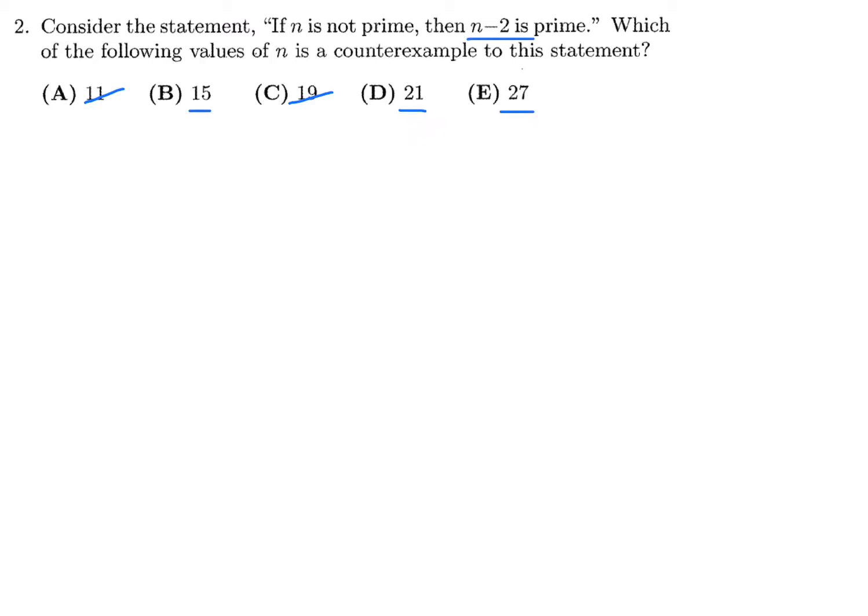Now let's look at the n minus 2 part. N minus 2 here is 13. Here's 19. Here's 25. Is n minus 2 prime? Yes, yes, and no. So this is the counterexample. Number 2, the answer is E.